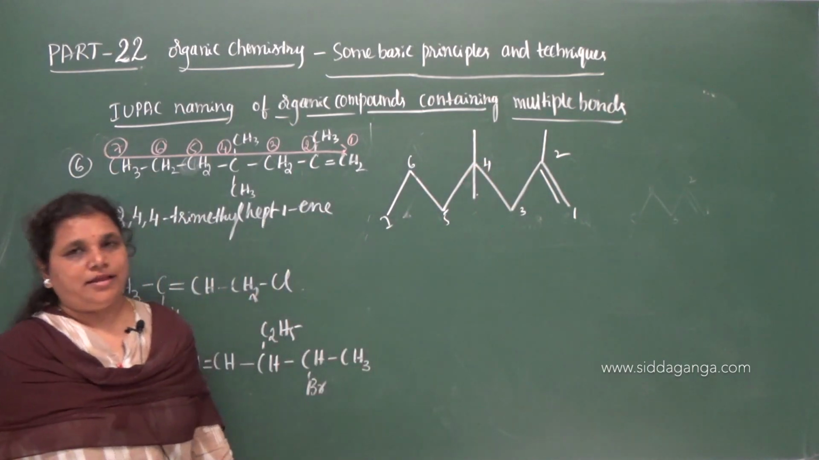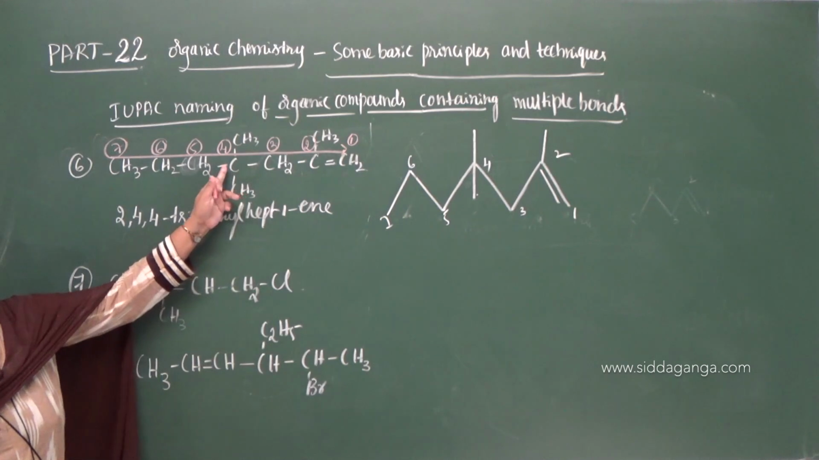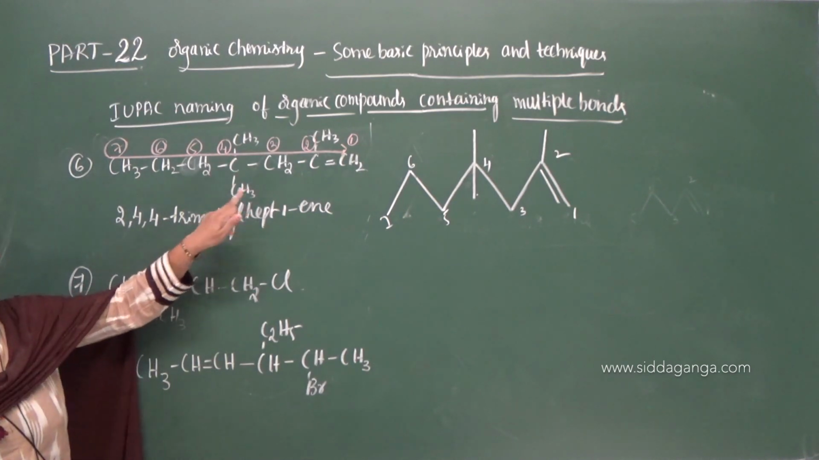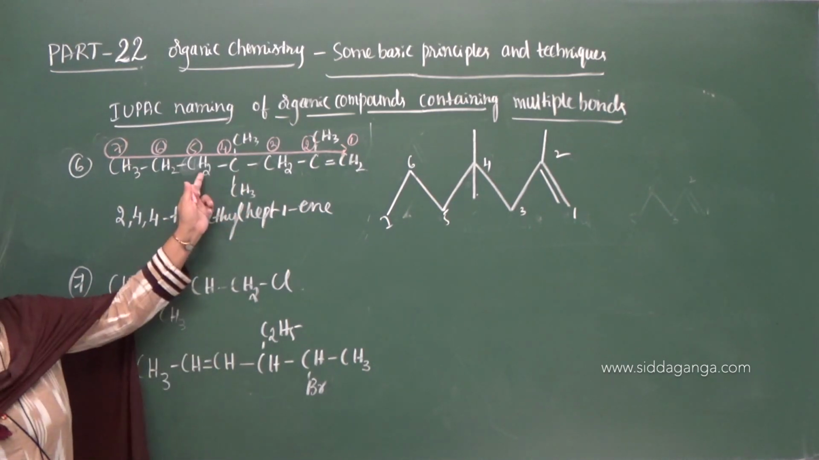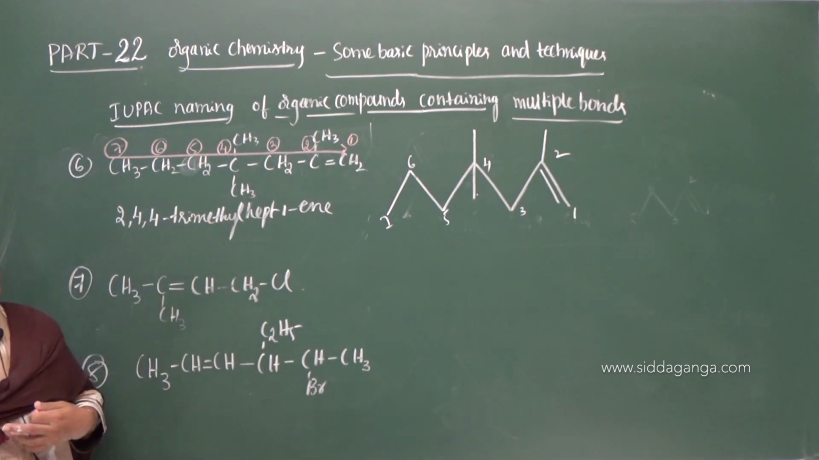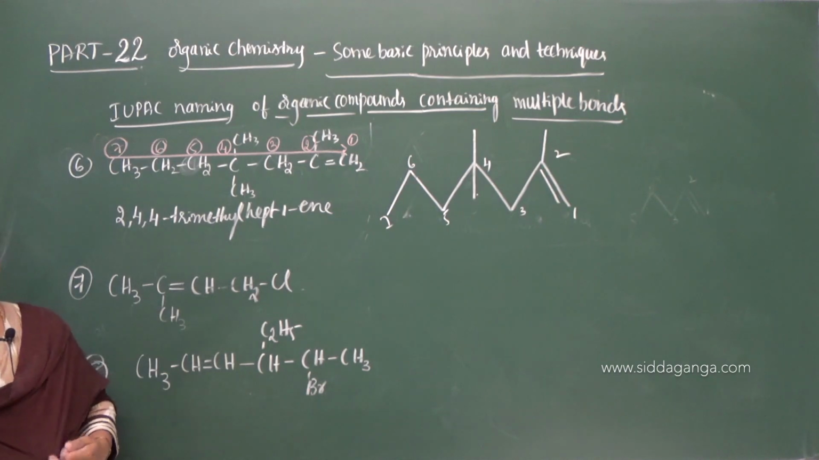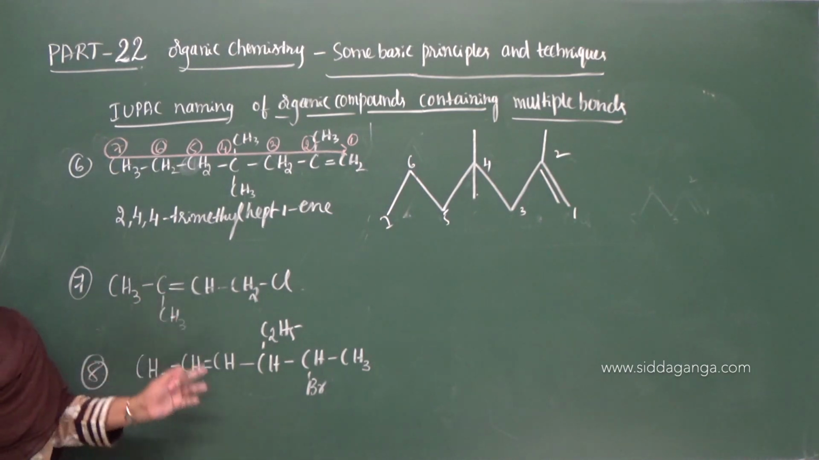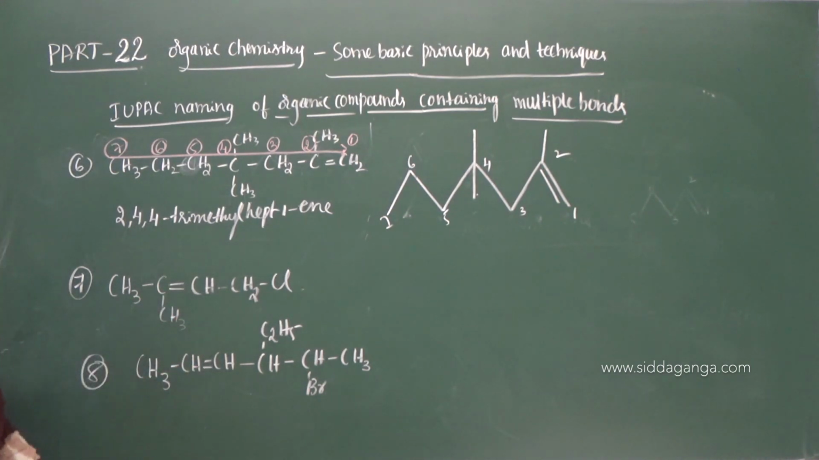The fourth carbon will be a quaternary carbon because it is attached to 2 methyl groups. Already 2 carbons and this carbon, total 4 carbon atoms. So the fourth carbon will be the quaternary carbon. Now try to give the name for this.